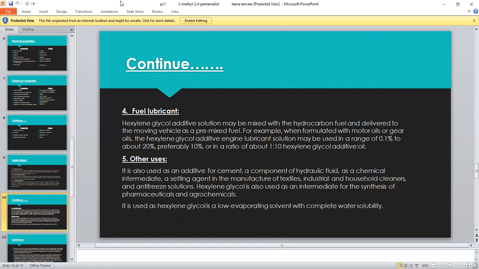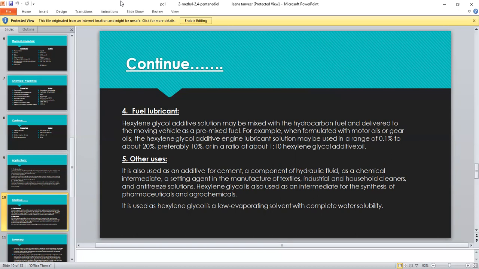There are a few more uses, as it is used in many industries like cement, hydraulic fluid, chemical intermediate, setting agent in the manufacture of textiles, industry and household cleaners, and antifreeze agent in the synthesis of pharmaceuticals and agrochemicals. It is used because it has a low evaporation rate and is a low evaporative solvent with complete water solubility.